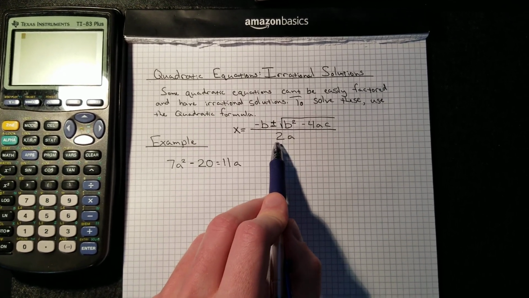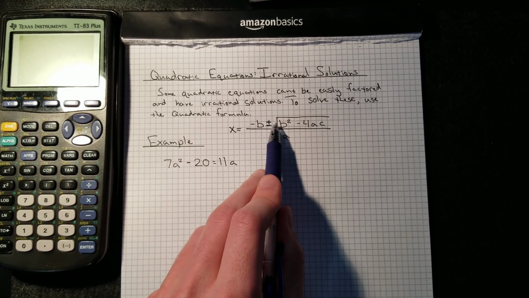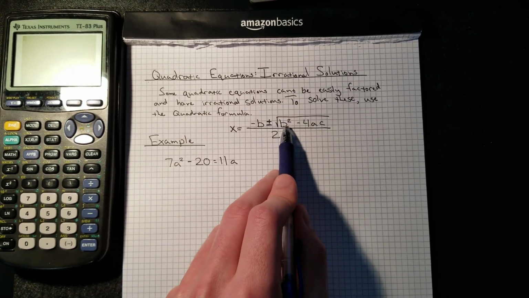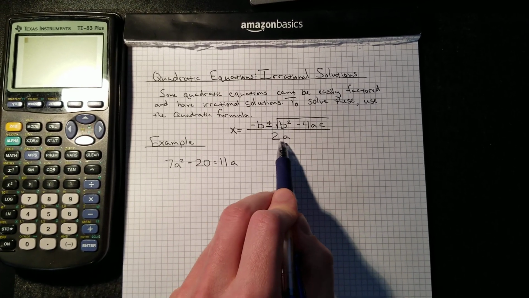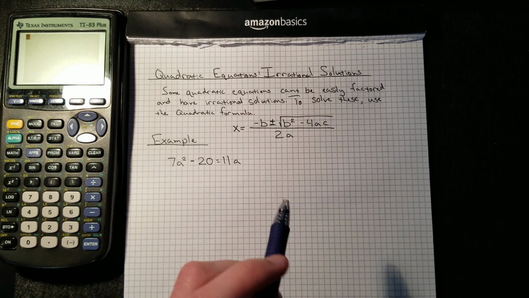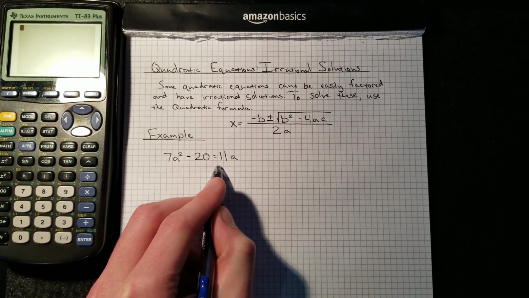Again, we learned this already, but it's right here. X equals negative b plus or minus the square root of b squared minus 4 times a times c, all of that divided by 2a. Remember, the plus and minus means one of them is plus, one of them is minus. So we're going to solve this equation.